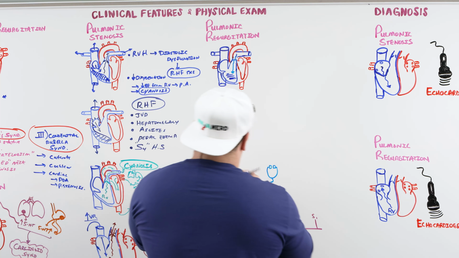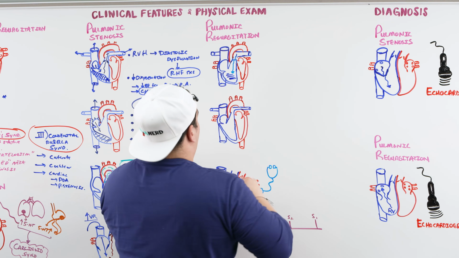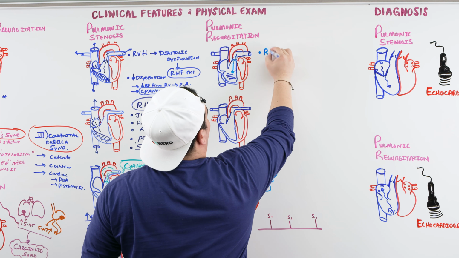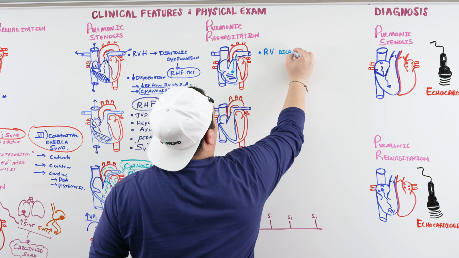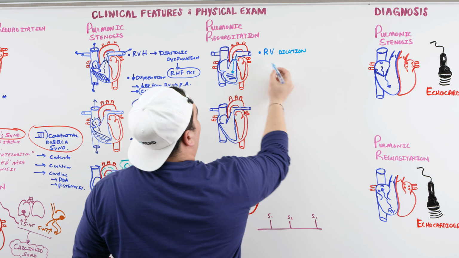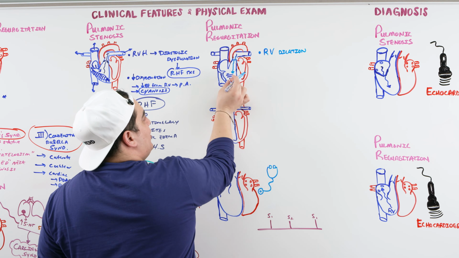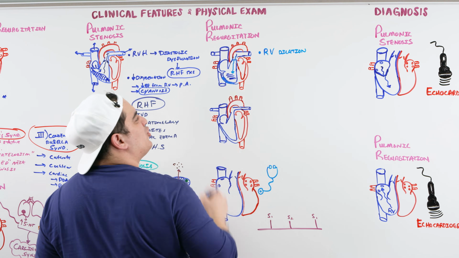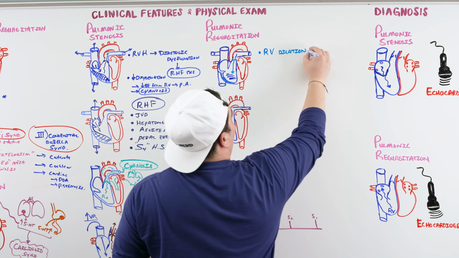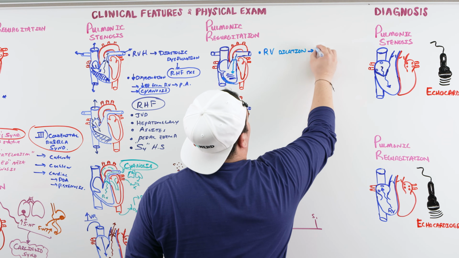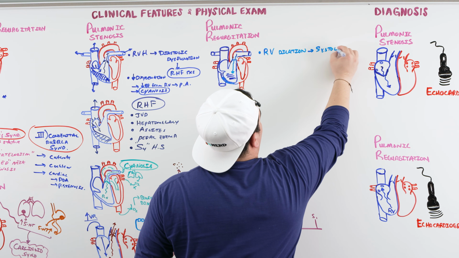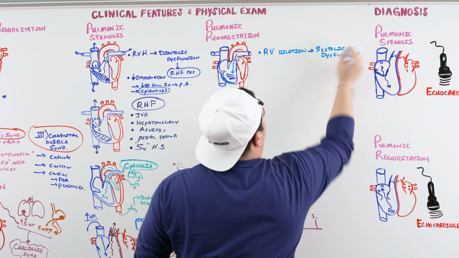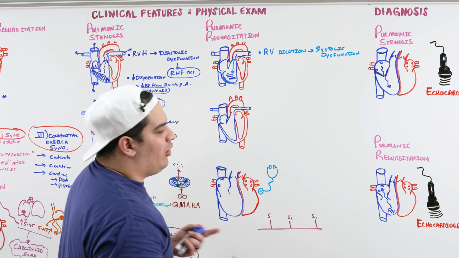So what do we see in this situation? In this patient, they develop the exact opposite of pulmonic stenosis. They develop what's called right ventricular dilation, due to that volume overload. Because their ventricles dilate, the ventricular walls get very thin and they lose good contractility. So they develop systolic dysfunction. They're not good at pumping blood out.